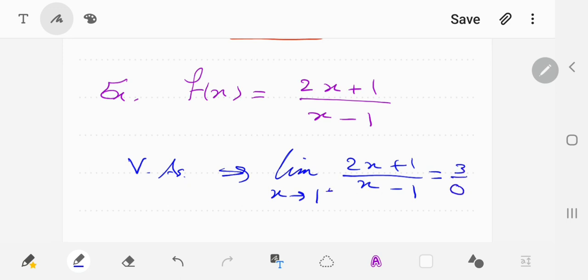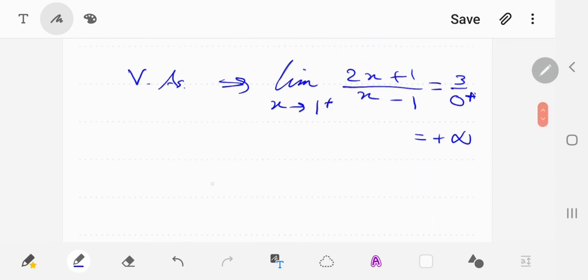And as we said, we should check either the right or left side. So if I'm checking 1 from the right side, this means the answer is infinity. Is it positive or negative? 1 from the right, so 1.1, for example, minus 1, that's a positive value. So I'm approaching 0 from the right side, so that's a small positive value. So positive 3 over a positive number is positive infinity. What does this mean? This means x equals 1 is a vertical asymptote.